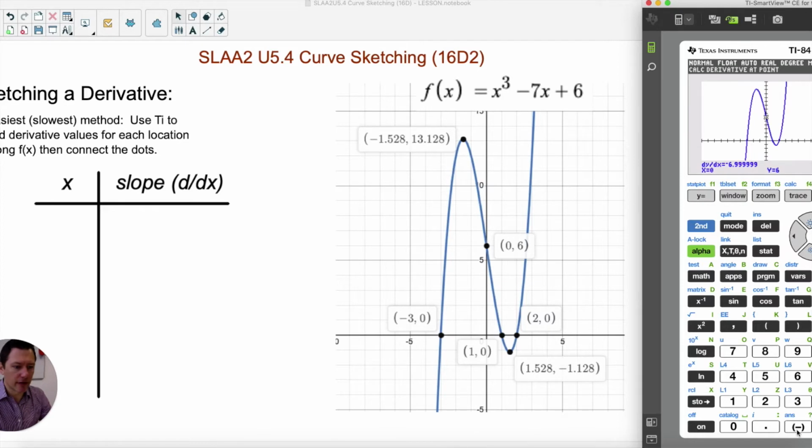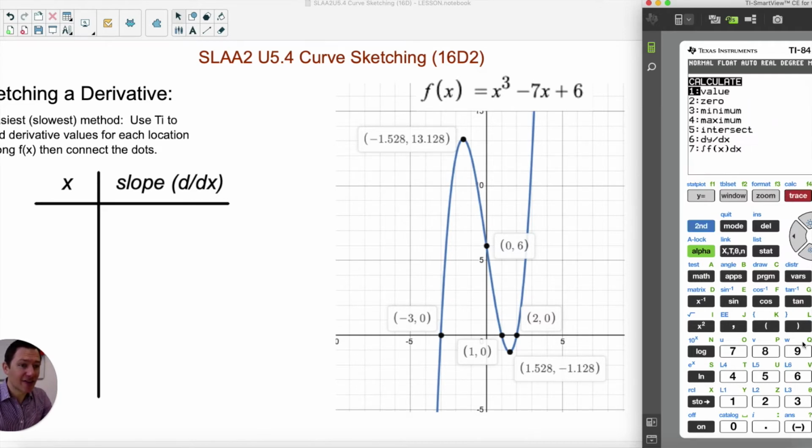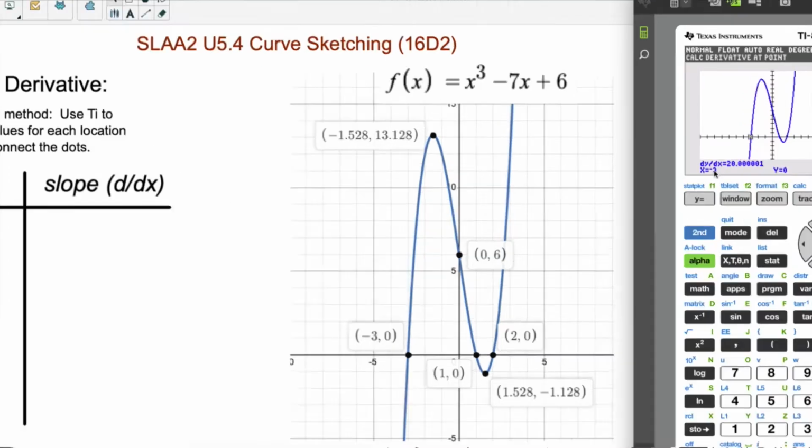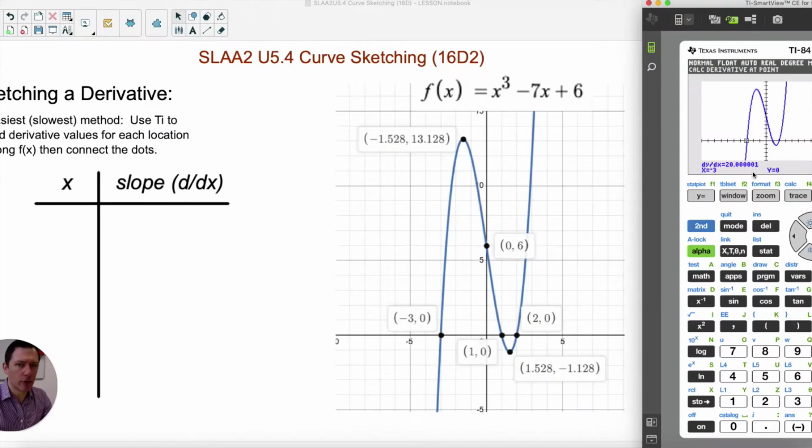If you look over here at -3, you can just punch in -3. Second calc, 6. If you punch in -3, it tells me the location -3, 0, which I know, but it also tells me the slope is 20, and that looks about right, like we're going up really aggressively here.